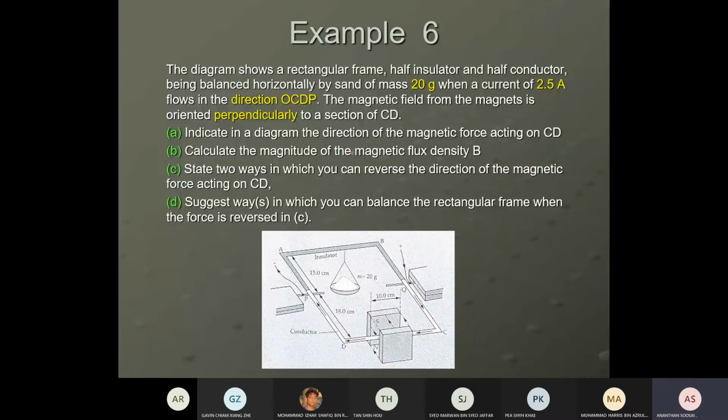So first, indicate the direction of the magnetic force acting on the CD. Which direction is the magnetic force acting? The current is towards the left. The magnetic field is going into the page, B. So use your Fleming's left hand rule. Your force must be where? FBI. If you put it correctly, the force is definitely downwards. The first answer, force is downwards. Use Fleming's left hand rule. You've used Fleming's left hand rule about 2 years, right?